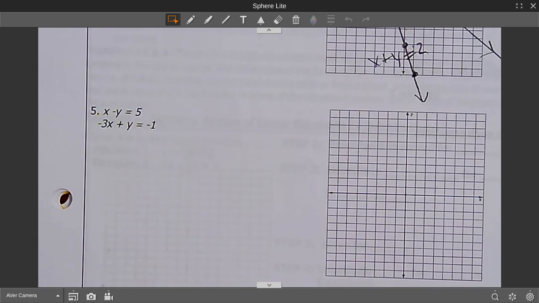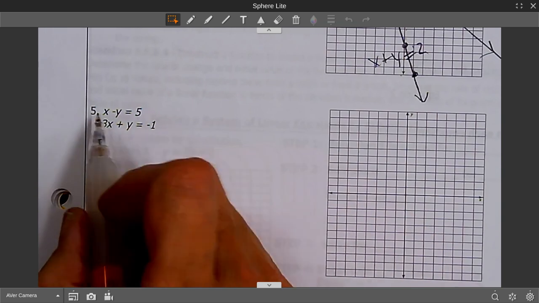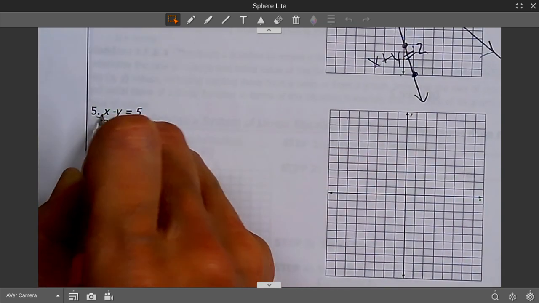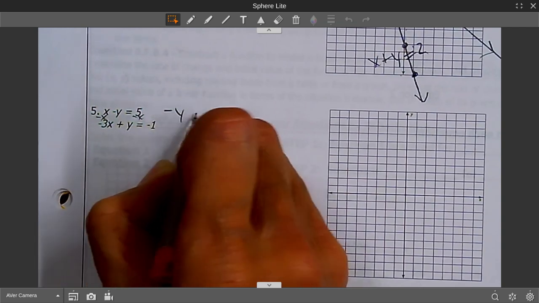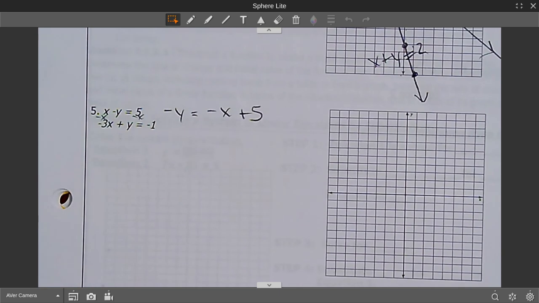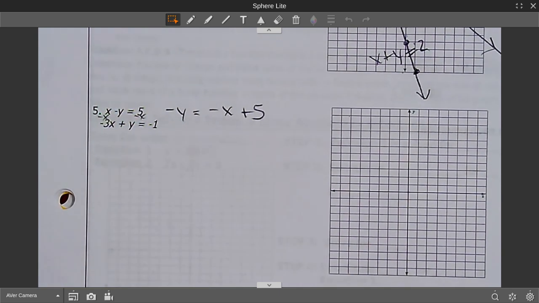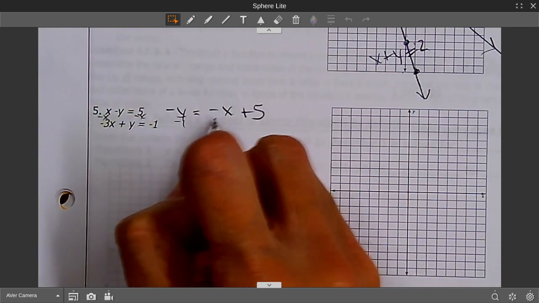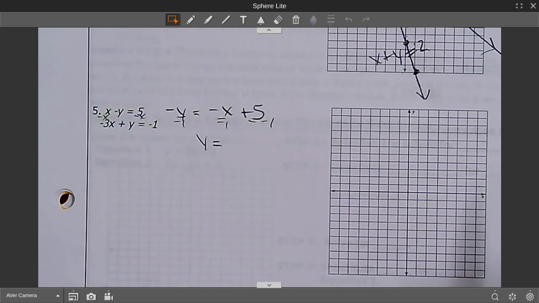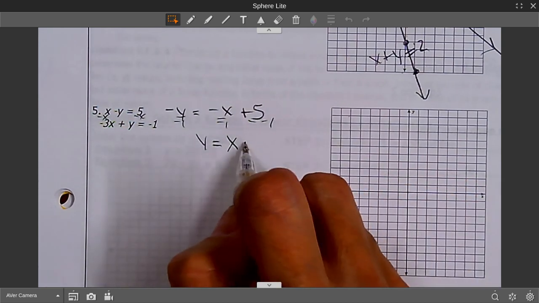Are either of these equations ready to use? So for the first one, we have to subtract x. I have negative y equals negative x plus 5. How do I get that y alone? Divide by negative 1. Y equals, what's negative x divided by negative 1? Negative 1, sorry. What's 5 divided by negative 1? So minus 5.